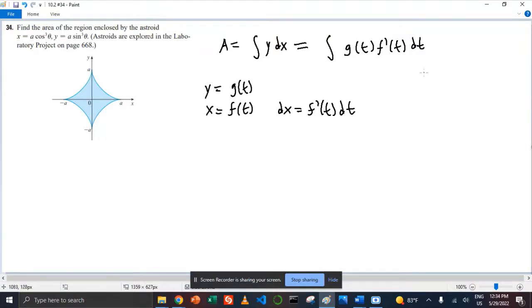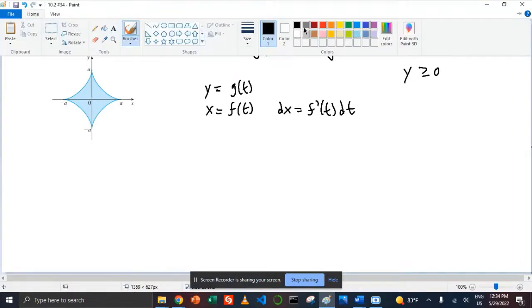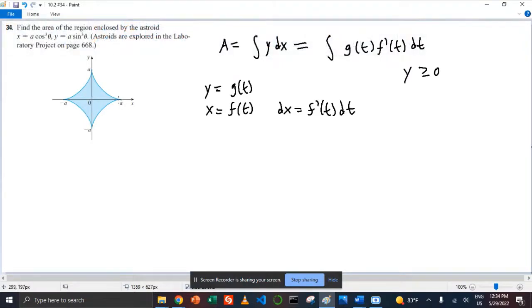Now, this formula is dependent on the y value being greater than or equal to 0. Otherwise, we get a negative number. Now, using this formula, let's take this upper portion of this asteroid. This is a symmetrical figure here. So why don't we use this formula here and try to calculate this upper portion of the asteroid. And this is just half of the total area that we're looking for.